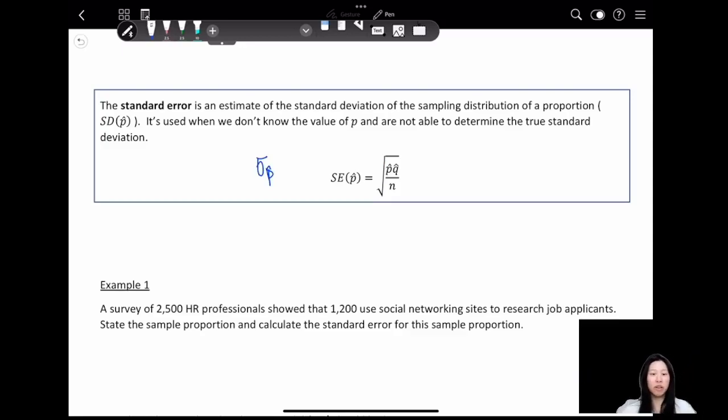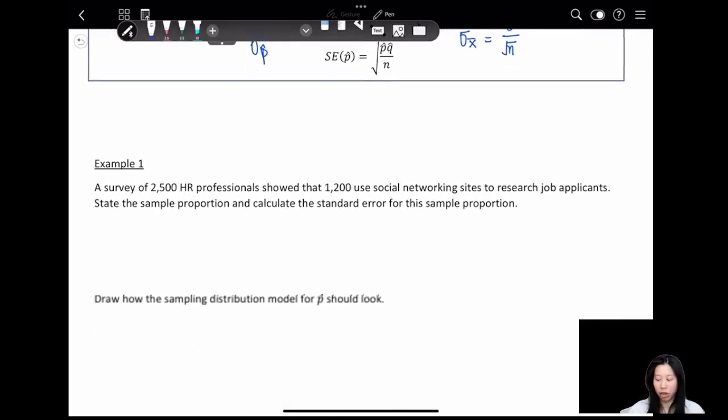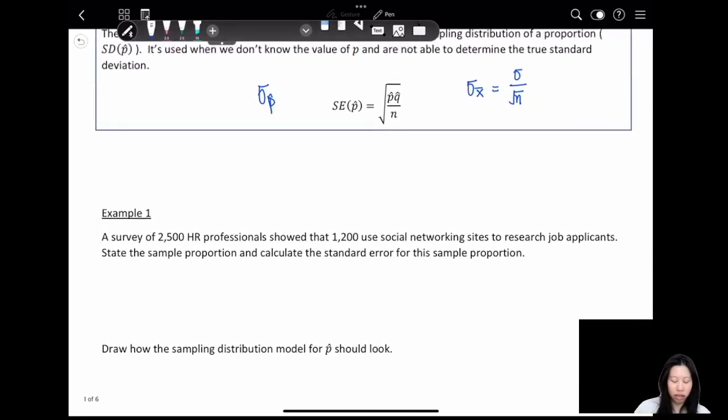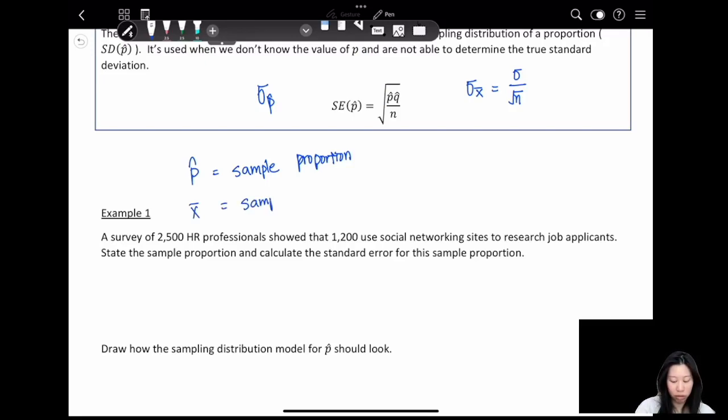I want you to distinguish the difference between the sampling distribution sigma x bar, which equals the standard deviation divided by the square root of the sample size. Let's do some little review. I know that we always get confused about that. This is the sample proportion, p hat, and x bar is the sample mean.